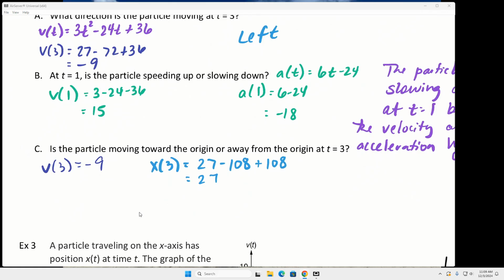Okay, so if we're talking about the x-axis, we're going to say 27 is right here. That's where the particle is. If the velocity is -9, we're going towards the left. So what do you guys think? Toward the origin.